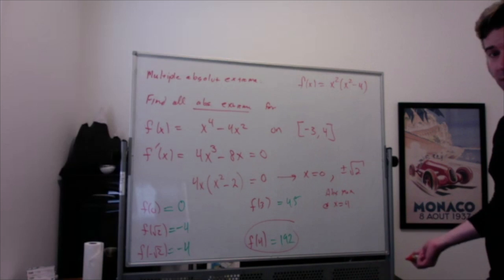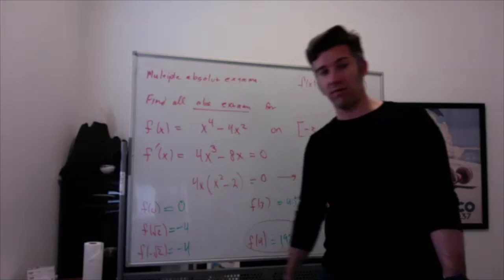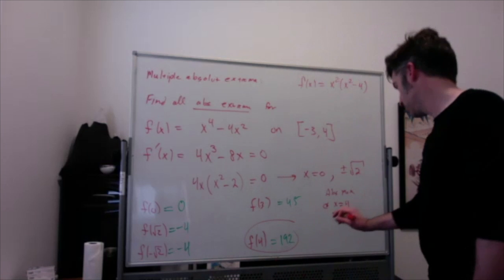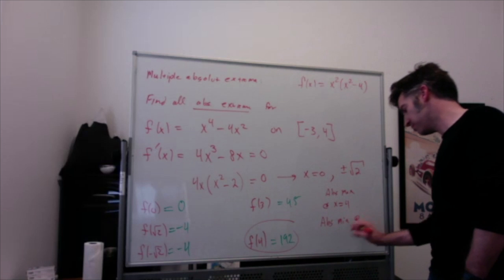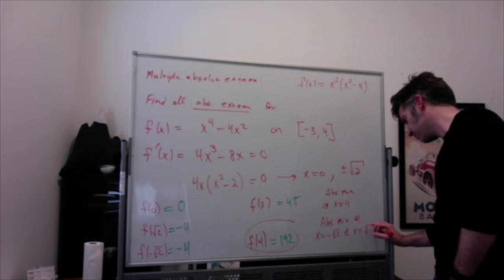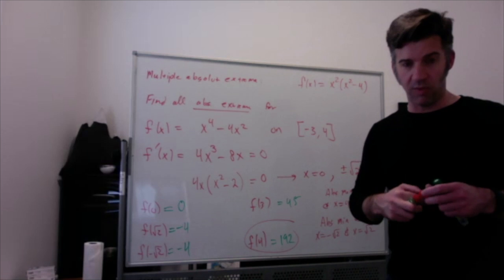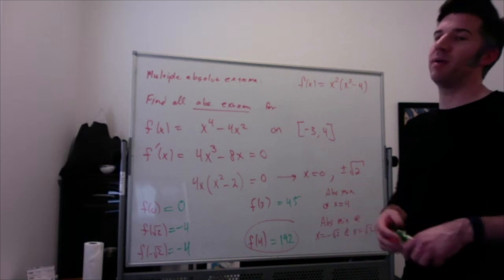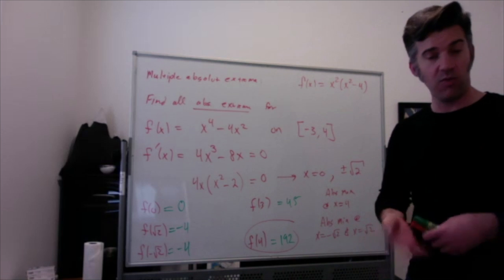For an absolute minimum, we have 2. We have an absolute minimum at square root of 2, and we also have an absolute minimum at negative square root of 2, because they both have the smallest y value. So it is possible for a function to have multiple absolute extrema, meaning multiple absolute maximums or multiple absolute minima, or both.